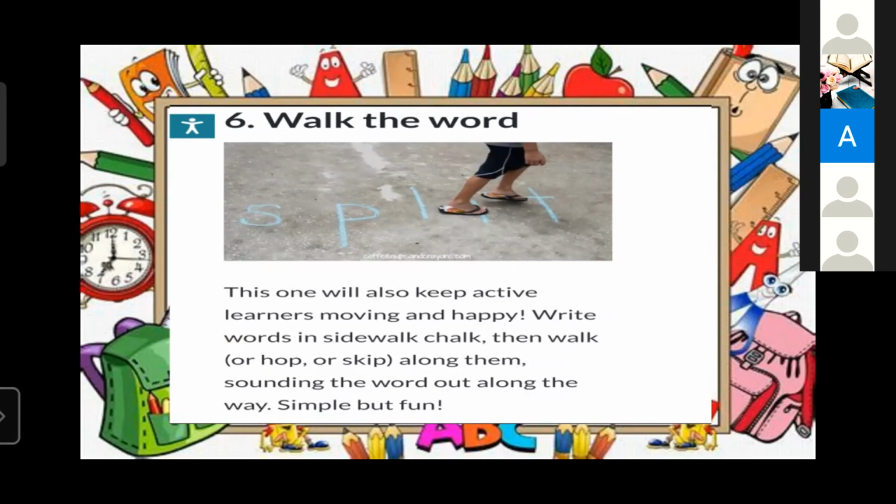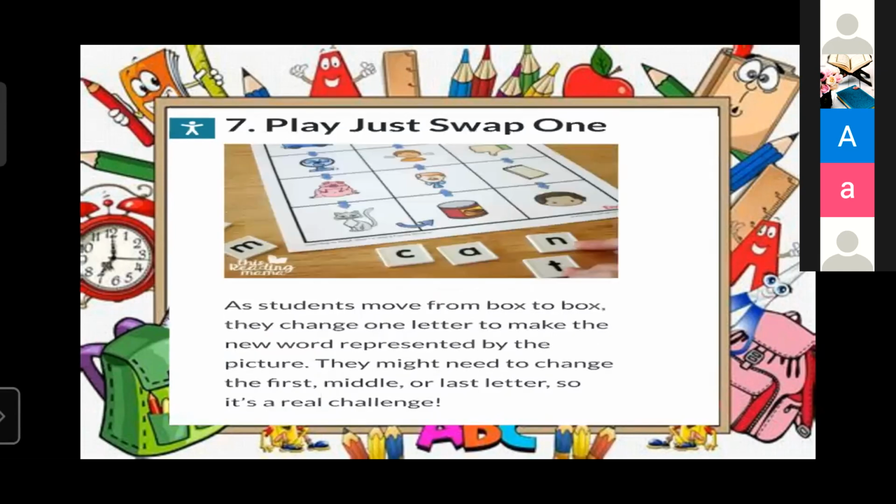So how many activities till now? Yes, 6. Number 1, start with the anchor chart. The second one, color the beginning sound. The third one, build words of beginning sound. Excellent. Number 4, learning digraphs with clip wheels. Excellent. Number 5, slap the letter sound. Number 6, walk the word. Excellent.